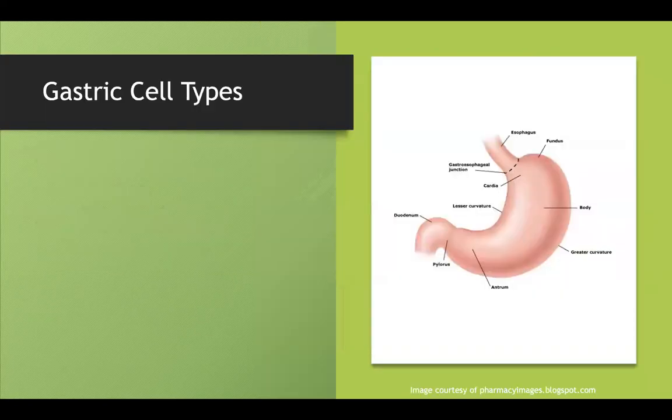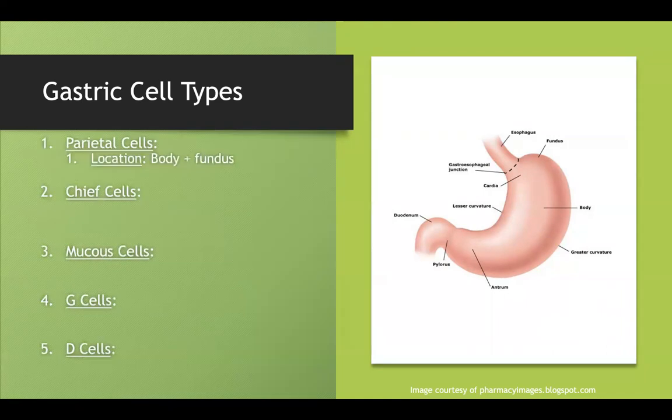Now for the stomach, we do need to talk about several cell types. There's 5 cell types that are going to be important for you to recognize. And I have some pretty useful mnemonics to help you. So here's the 5 cell types. Let's go in these in order.